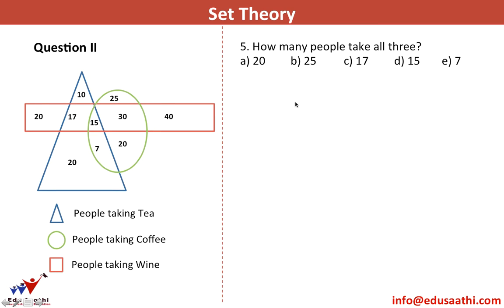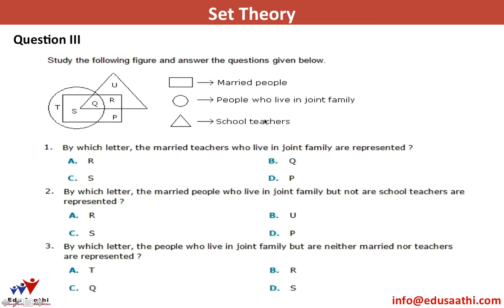How many people take all three? So it means that the number should be in the triangle, should be in the rectangle, and should also be in the circle. So the only number here is 15, which is the intersection of all three. So what is my answer option here? 15. Let's try some more questions.